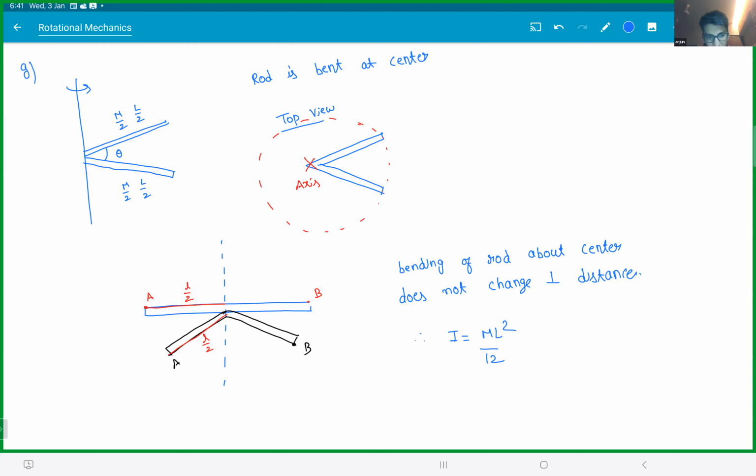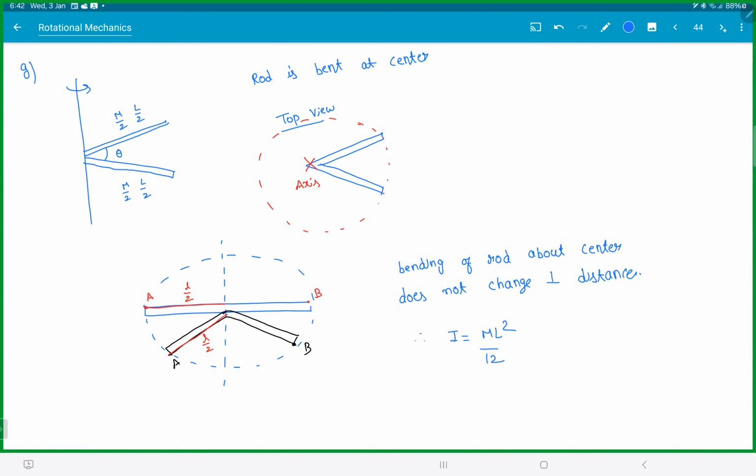But the perpendicular distance is changing, right? Where? From the axis of each particle. So from A to this point is not L by 2 anymore. It is something else. Oh, sorry. I was visualizing it differently. It is like this. All will be on a circle only, right? No matter how much you bend. Right. Clear with this? Easy.